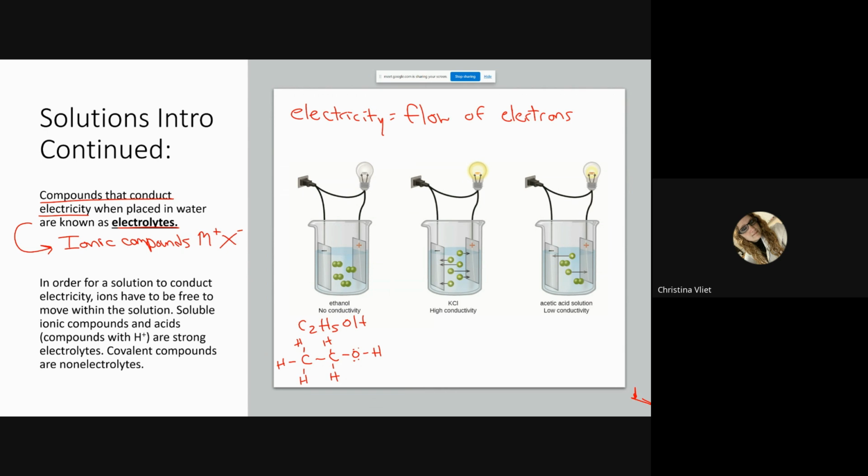This is ethanol. It says here, if we were to take those electrodes and put them into a solution of ethanol, it will not conduct electricity. It won't move the meter up. Why not? Can you justify? Why won't that happen? And why won't it be conductive? Because we care about the why.